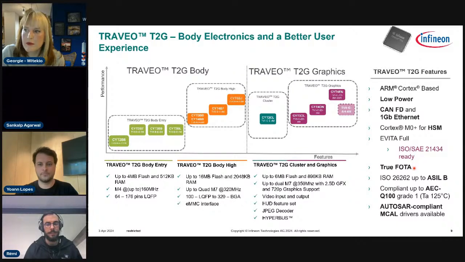Traveo family supports true firmware over the air update, which is first in the industry, which means when there is an update of the firmware, there is dual bank support. In one bank, the firmware can be downloaded, and it does not interrupt the normal functionality of the application. Basically, at boot time, the firmware updates. And if there is an error in the firmware, it can be rolled back. I already mentioned the ASIL-B compliance, and of course, all the software and the drivers are available.